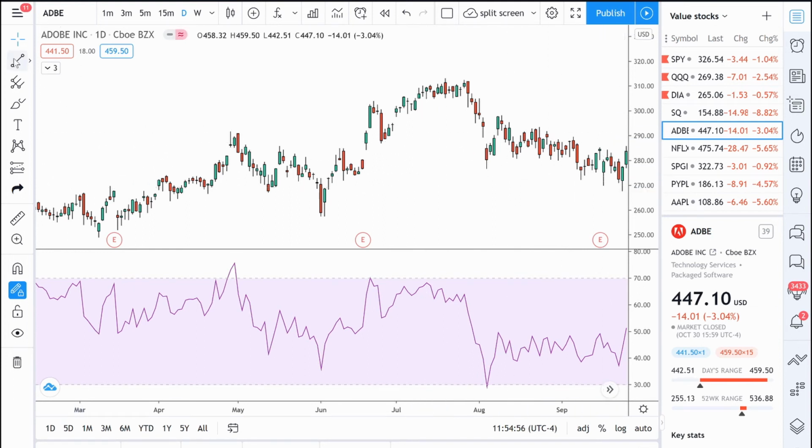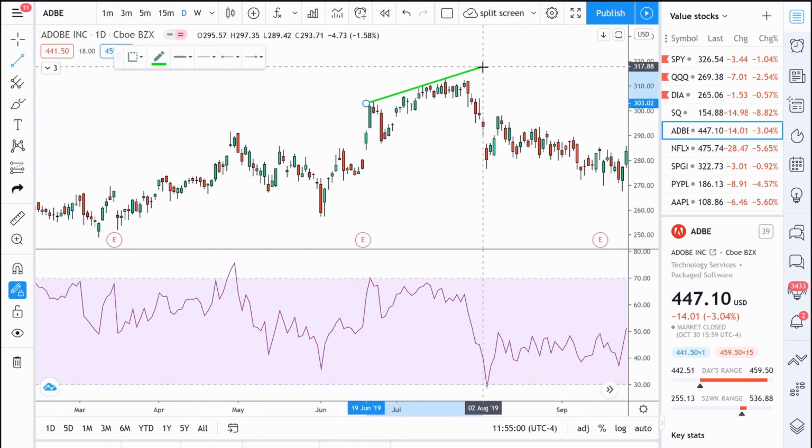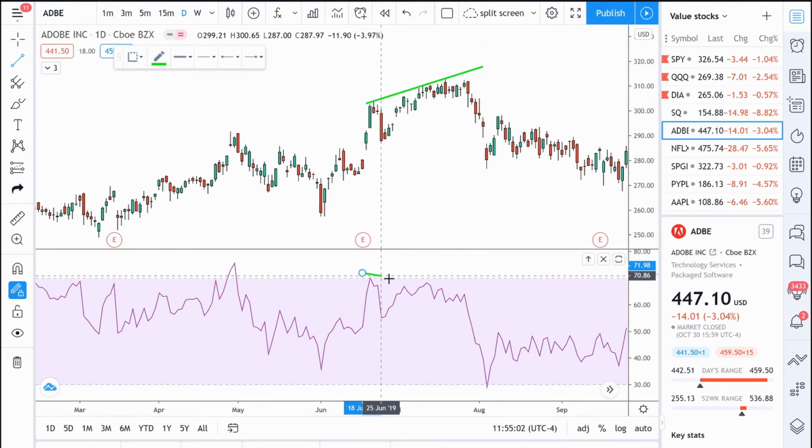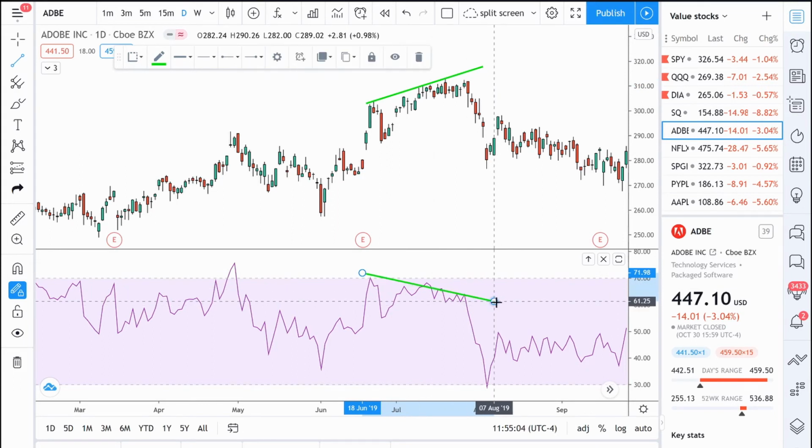So what is divergence? Let's draw here. This is divergence. When this is going in this direction and this is going in the opposite direction, you see that? That's divergence, where they're going in the opposite directions. You're trending up here, but the RSI is trending down. That is a major signal that the market is going down.